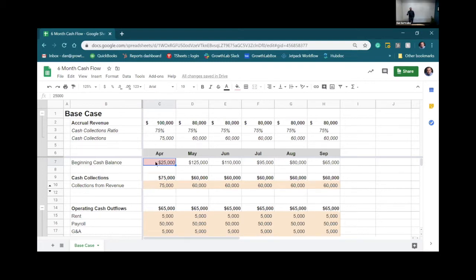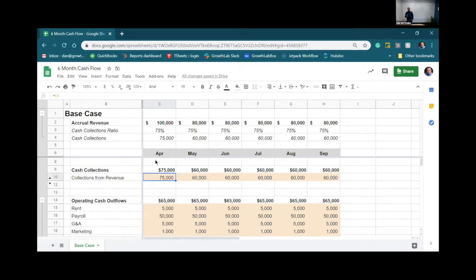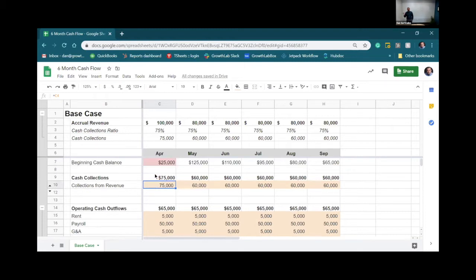Boom. You add to that number your 75,000 in cash that you received from collections in that month. Now, this is an estimated number, right? The 25,000 in the bank, that's cold hard cash. That's something that you can actually stop and look at on your bank statement or your online portal. So now you've got your cash collections of 75,000.